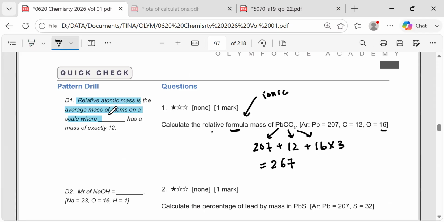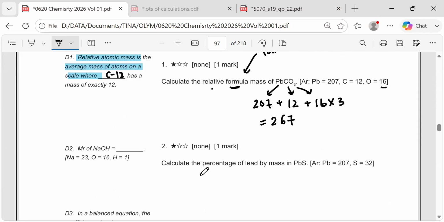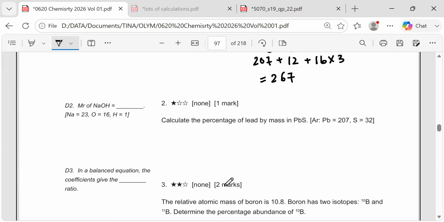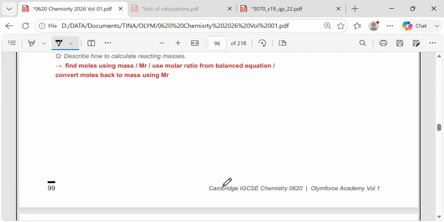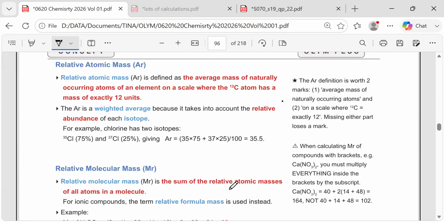carbon-12 has a mass of exactly 12. Do you understand? All right. So that's how you count.